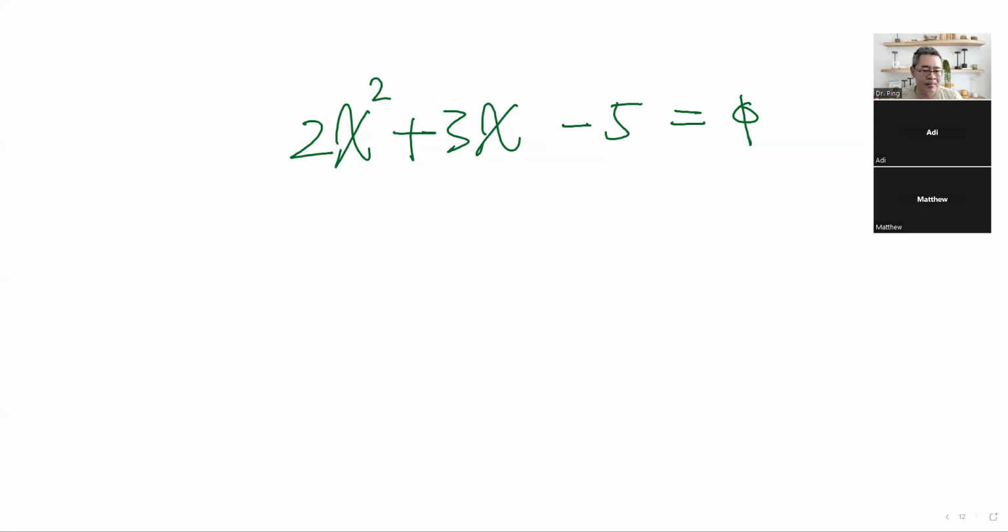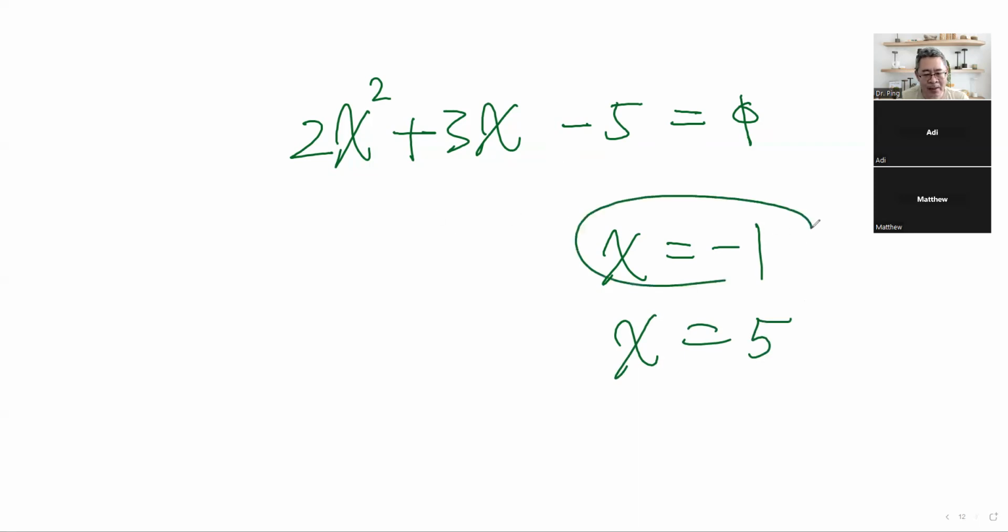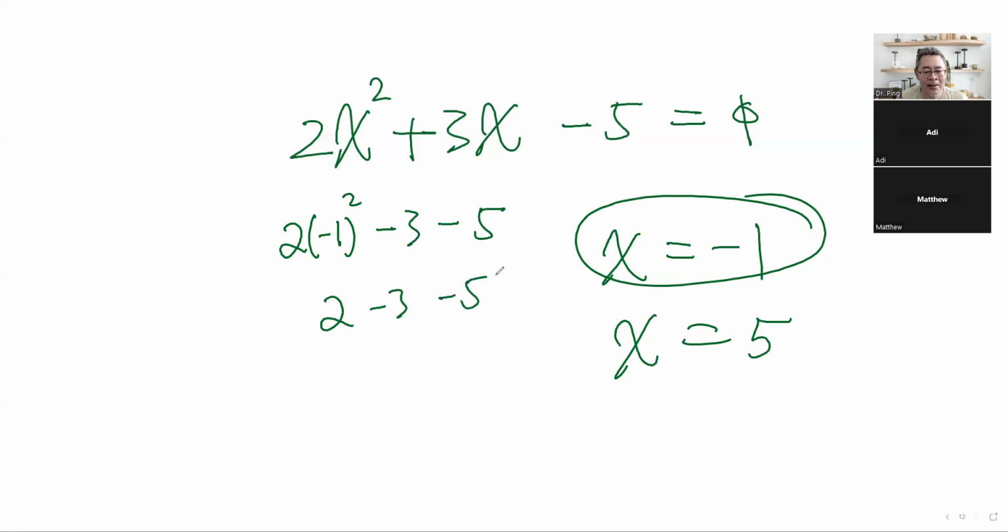I got x equals -1 and x equals 5. X equal to -1 and x equal to 5, right? Yeah. Same thing, we can plug in. If we plug in x equal to -1, what we have here is 2 times -1 squared minus 3 minus 5. Well, that is 2 minus 3 minus 5. So that doesn't work, so it cannot be -1. Or we can plug in x equal to 5 and see what we get.